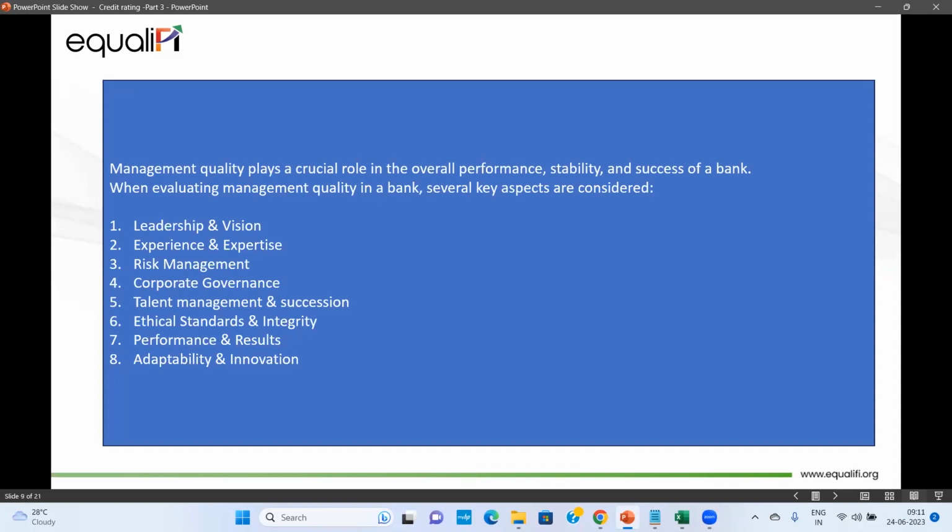When we talk about management quality, it means your leadership and vision, experience and expertise, risk management, corporate governance, talent management and succession, ethical standards and integrity, performance and results, adaptability and innovation. So I have say 1,000 crores, I can start a bank, right? But do I have that kind of experience, expertise, or resources to start a bank or start an NBFC? First of all, forget bank. Getting an NBFC license, do I really have that?